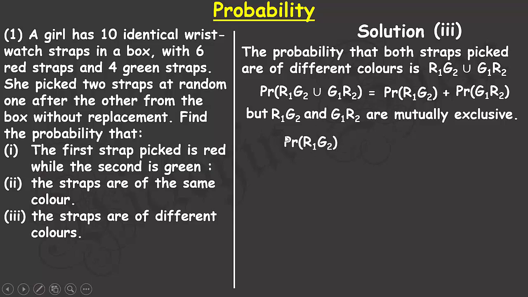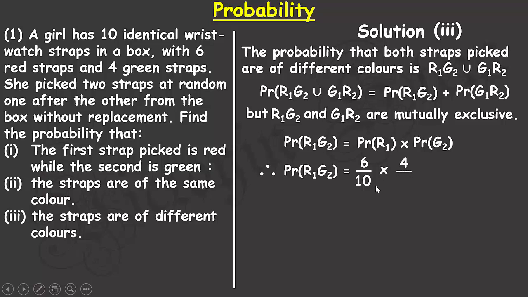Now let's defragment it and get the value. So the probability of picking a red at the first instance and a green at the second instance will be the probability of picking a red multiplied by the probability of picking a green. But how many red straps are in the box? We have 6 red straps, so it will be 6 divided by 10 multiplied by, the green straps are 4 in number, 4 divided by, remember, probability without replacement. Since red has been picked, the total will now reduce to 9. But the green still remains 4. So she has 4 options to pick from.